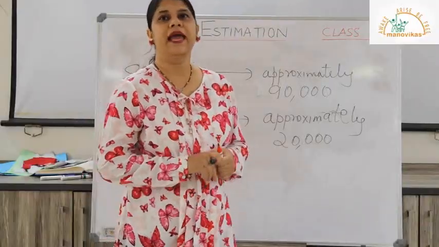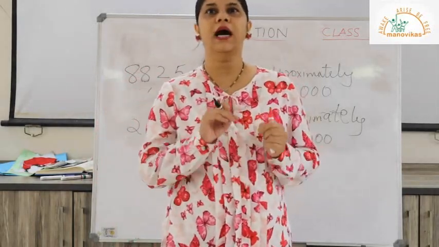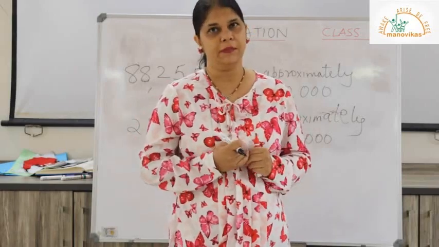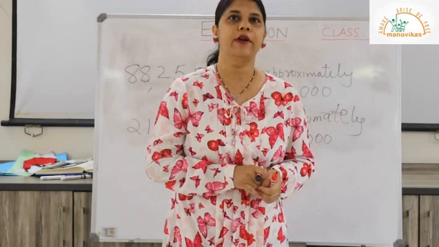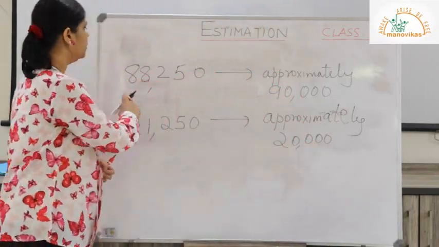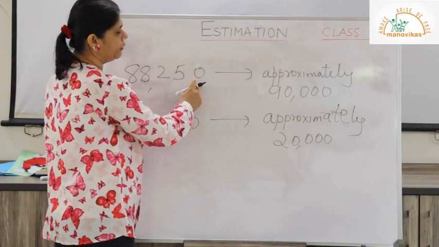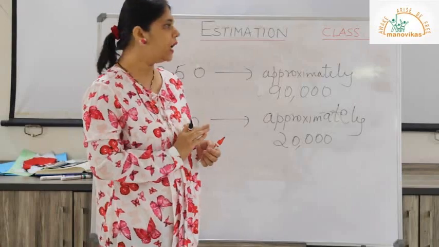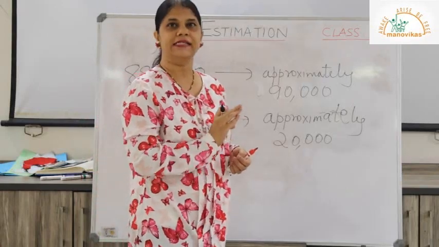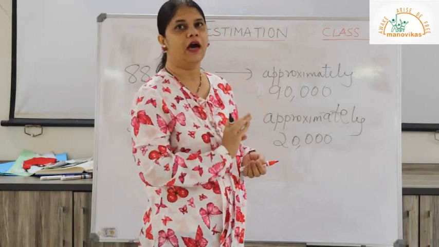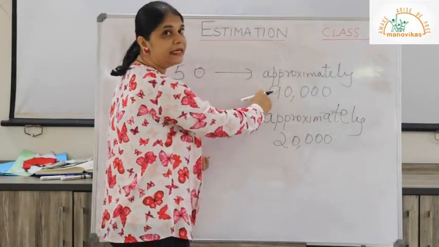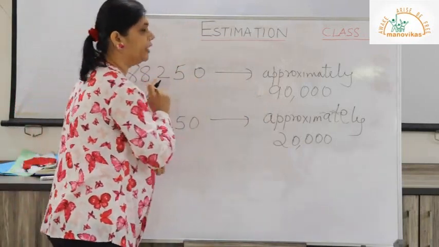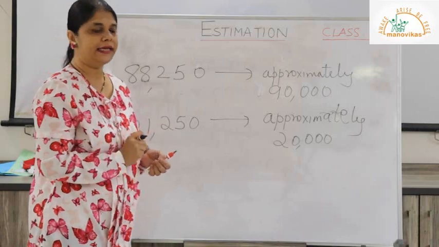Children, sometimes the exact number or the figures or the answers are not necessary or desirable. In such cases, we use approximation or estimation. Say for example, the population of a town is 88,250. Now, I do not need to know the exact number of people in the town. So what can I say? I can say that the population of the town is approximately 90,000, which is very close to 88,250, right? Now, look at the next example.